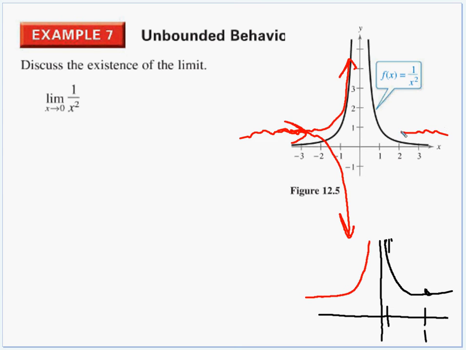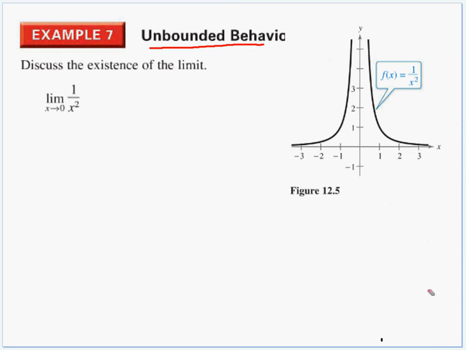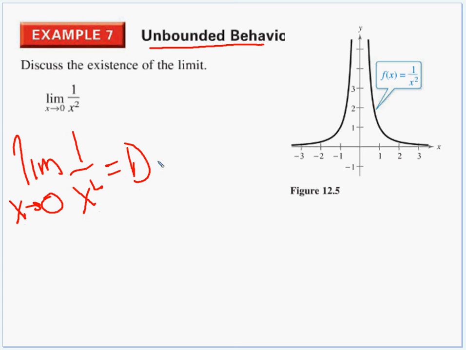As we approach this vertical asymptote, there's only 2 options: up to infinity or down to negative infinity. Either way, that's called unbounded behavior. So here we could write the limit as x approaches 0 of 1 over x squared does not exist. It fails to exist due to unbounded behavior.